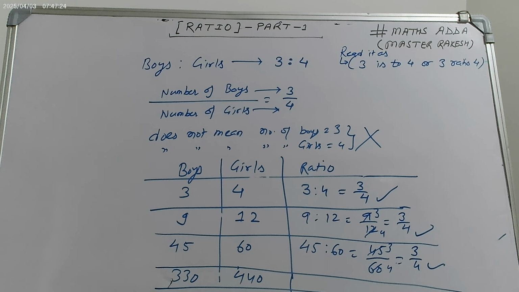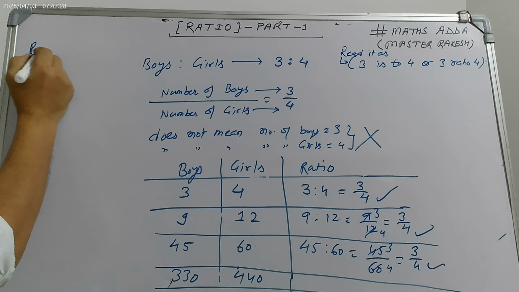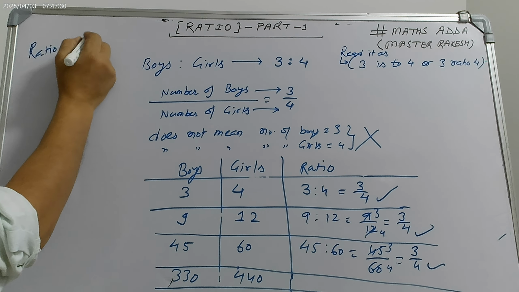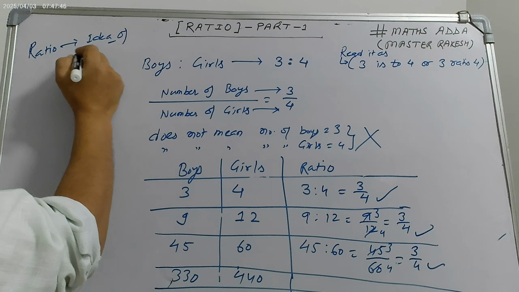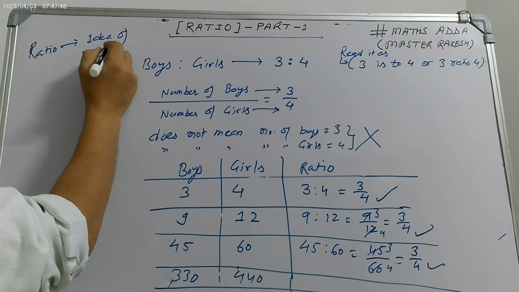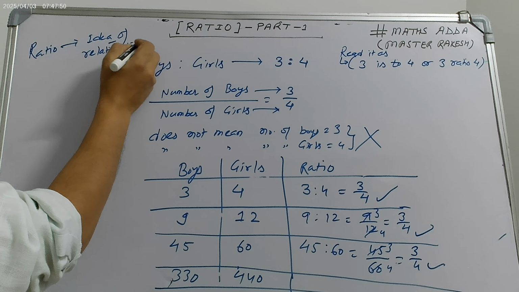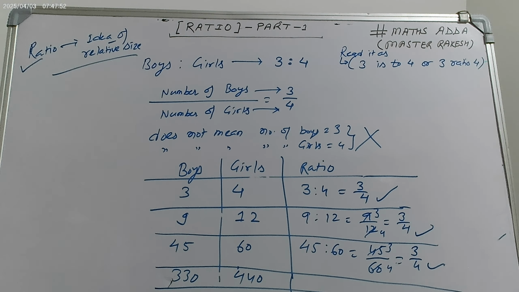So ratio is all about the idea of relative size, not the actual magnitude. This gives an idea of relative size. Ratio always gives an idea of relative size, so it always talks about the size.